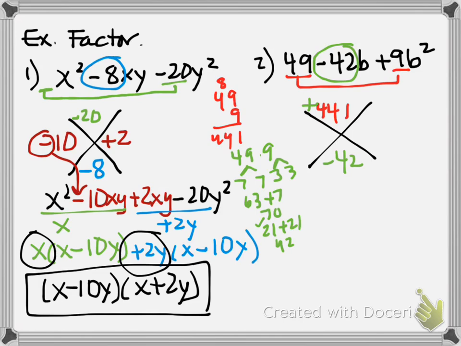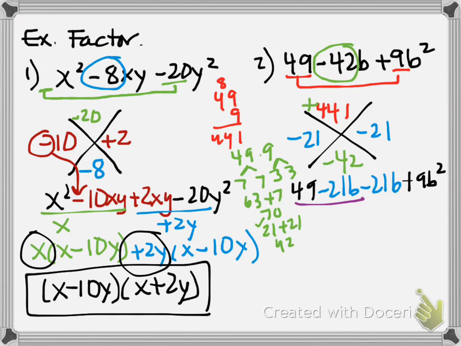So in order to match this sign, they both have to be negative, because two negatives together make a positive, and two negatives add up to give us a negative. And the two factors that ended up working were negative 21 and negative 21. So when I rewrite this problem, I have 49, and then I have minus 21b minus 21b plus 9b squared. And then I factor by grouping. These two, let's see, they have a 7 in common. That gives me 7 times the quantity 7 minus 3b.